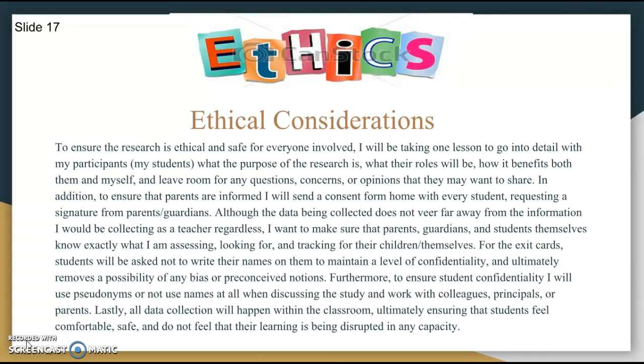Confidentiality will be maintained through students anonymously reflecting, as well as the use of pseudonyms when discussing students' work with colleagues. Lastly, all data collection will happen within the classroom to ensure that students feel comfortable and safe and do not feel that their learning is being disrupted in any capacity.